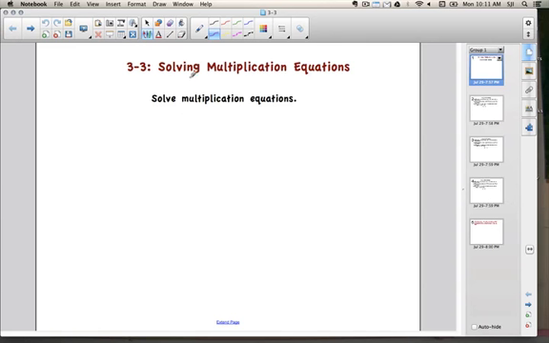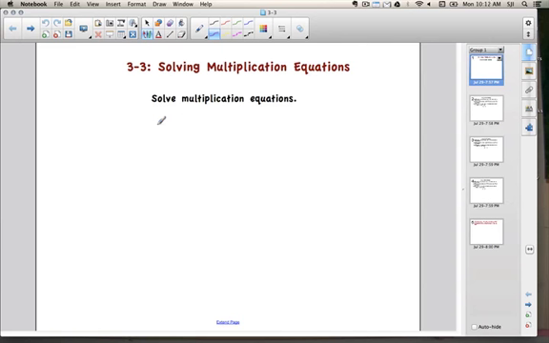Lesson 3-3, Solving Multiplication Equations. By the end of this lesson, you're going to be able to solve multiplication equations. I'm going to show you one way in how to solve multiplication equations and one set of questions to ask yourself as you're solving them.